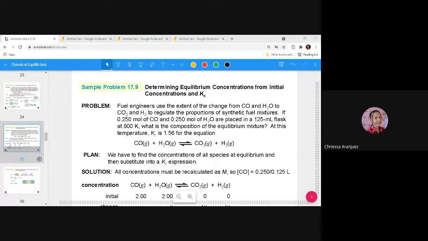If 0.250 moles of carbon monoxide and 0.250 mole of water are placed in a 125 mL flask at 900 Kelvin, what is the composition of the equilibrium mixture at this temperature? Kc is 1.56 for the equation. Okay, thank you so much, Charissa.